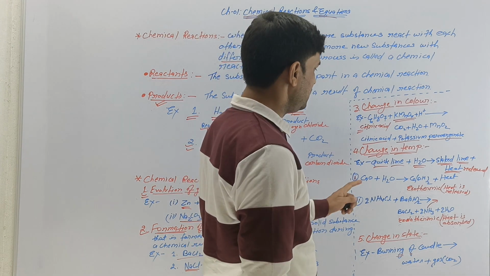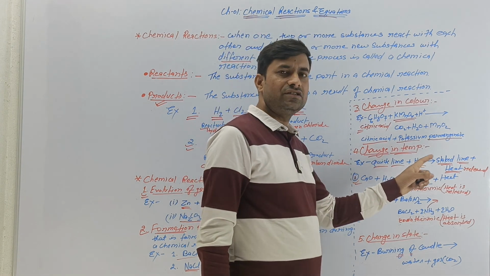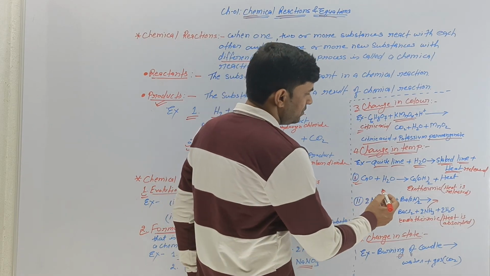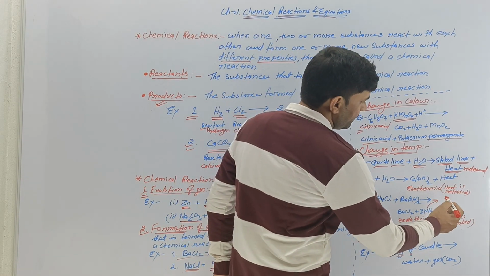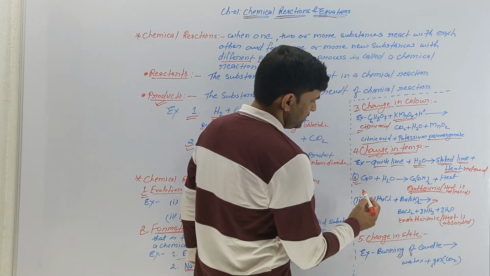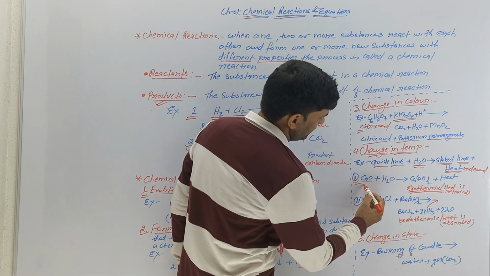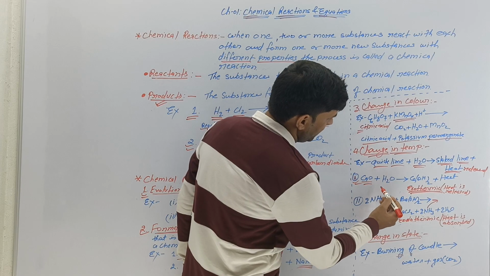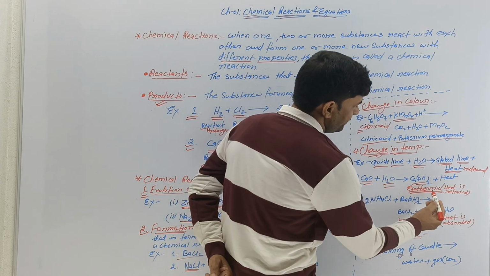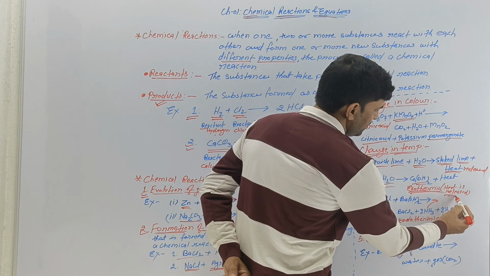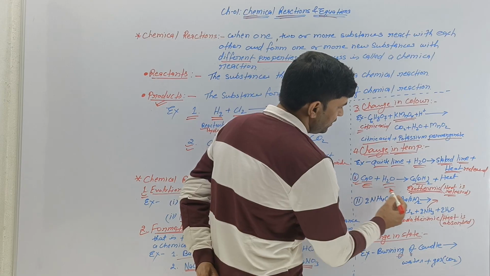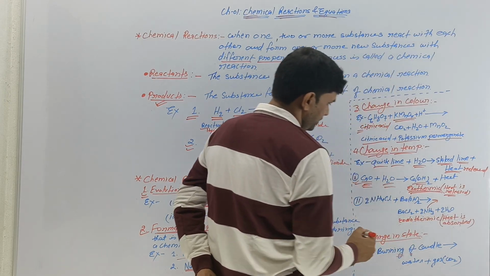So we can say the reaction in which heat is released, that reaction is known as what? Exothermic reaction. Here this is calcium oxide, that is quicklime, plus water changing into calcium hydroxide plus heat. Heat is released in this reaction, so we can say this reaction is an exothermic reaction.